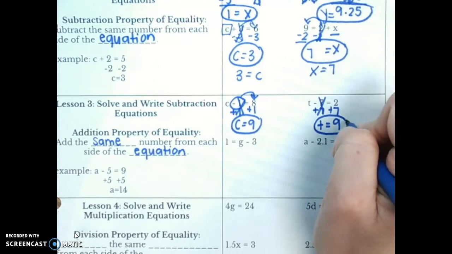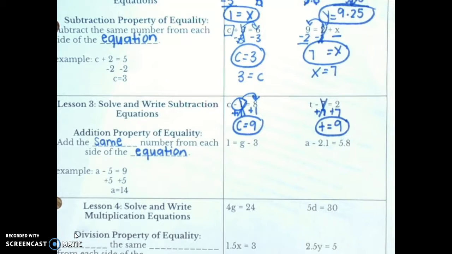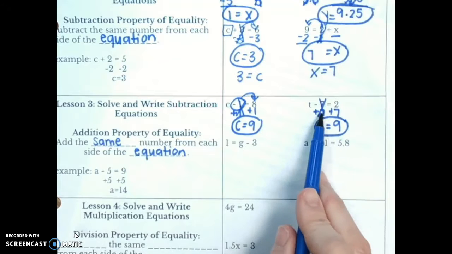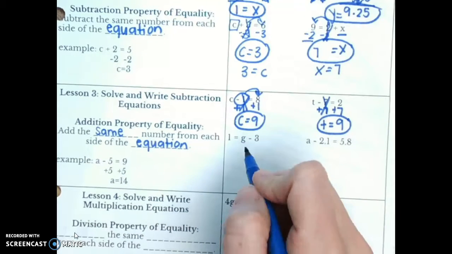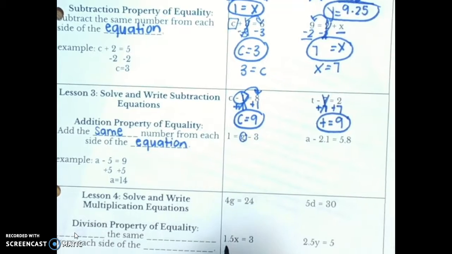Now, because we're just introducing this, the problems are really easy, so you should be able, before you even add the 7 to both sides, to know that the answer is going to be 9. Now, they're not always going to be this easy, so that's why it's important you know how to show your work.